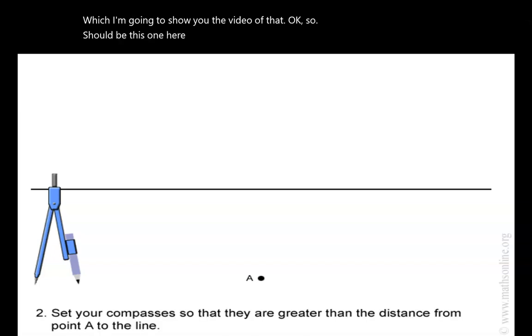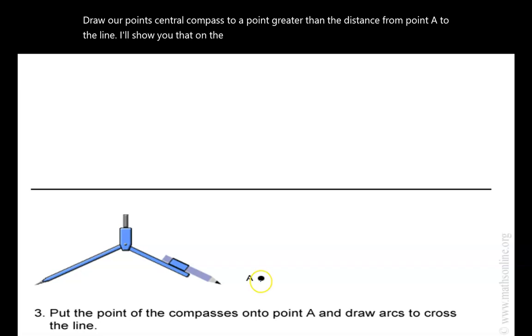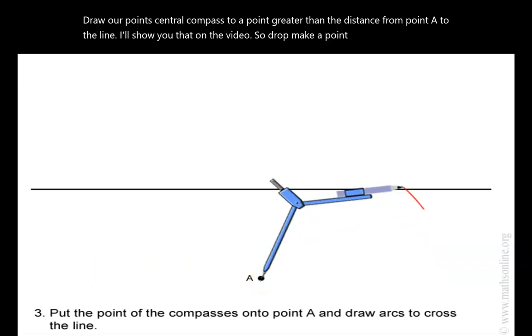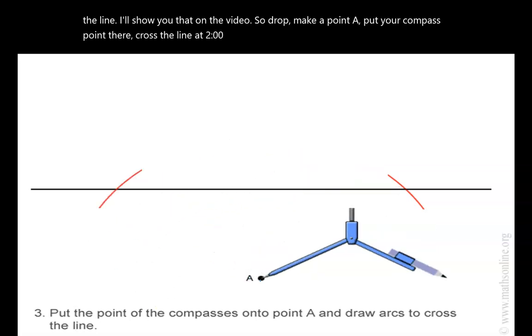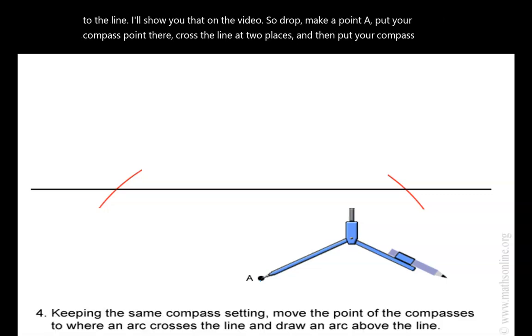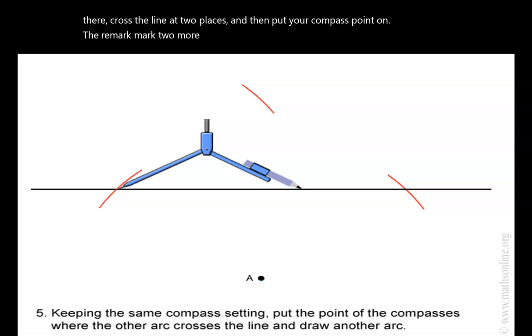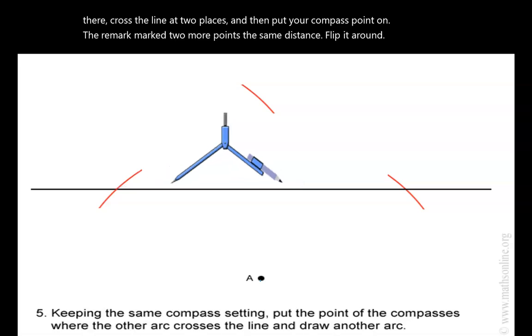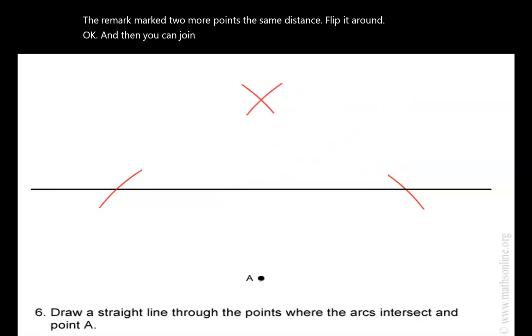So draw a point, set your compass to a distance greater than the distance from point A to the line. I'll show you that on the video. So make a point A. Put your compass point there, cross the line at two places, and then put your compass point on where you marked, mark 2 more points, the same distance, flip it around, okay, and then you can join your point A to your marking, okay, and you've bisected the angle.